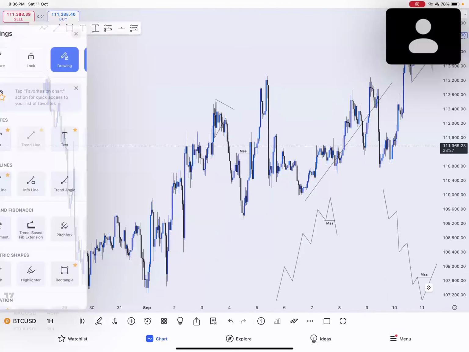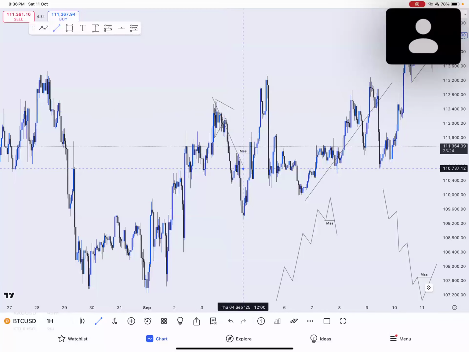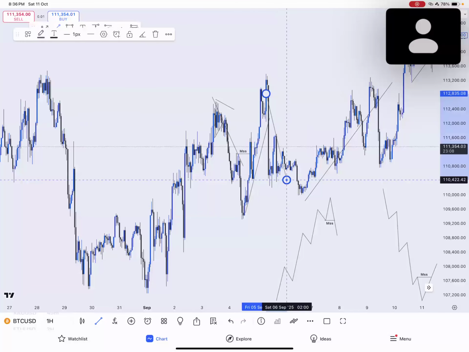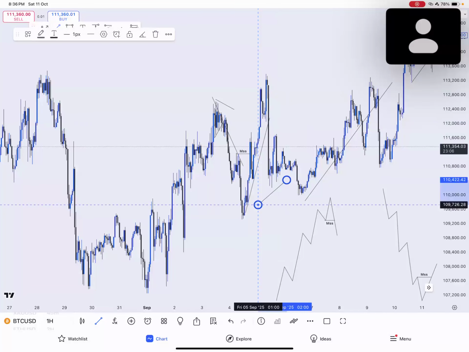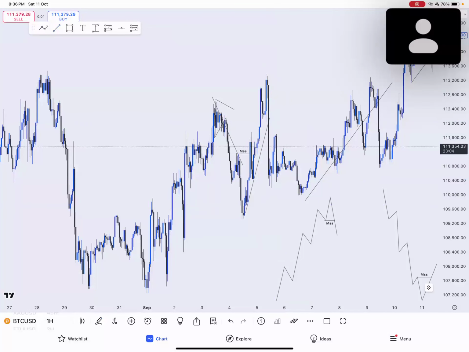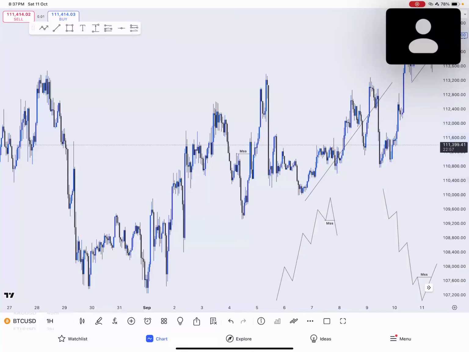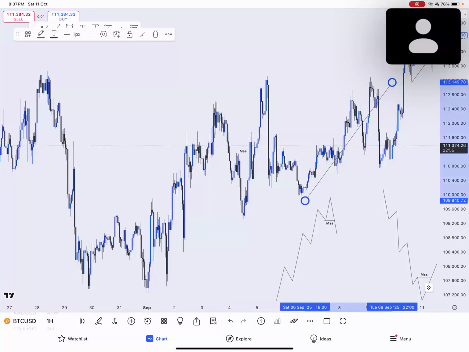If you are going down and you want to look for more entries to go down, you use continuations. But if you are going down and you want to start going up, you use reversals. Same way, if you are going up and you want to look for more entries to go up, you use continuations. But if you are going up and you want to go down, you have to use reversals. That is basically what I was trying to explain. So the concept of reversals is to change the current direction of the market, but the concept of continuations is to join the current direction of the market.